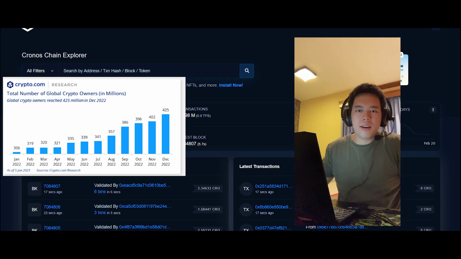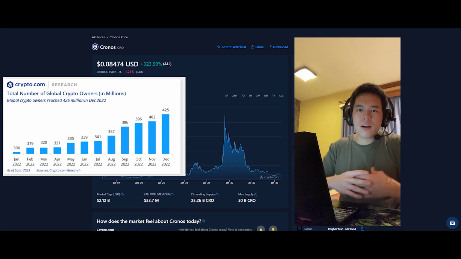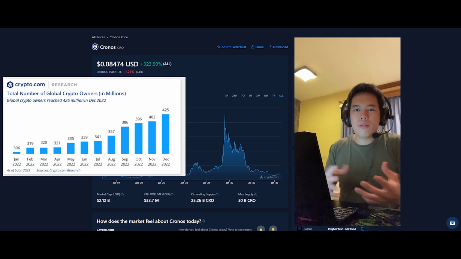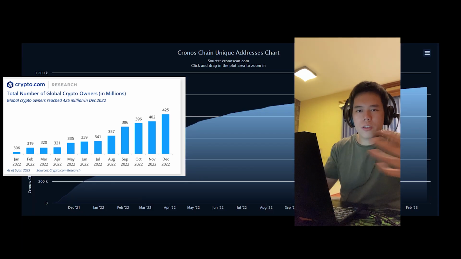If anything, I think the next bull run is going to be absolutely gigantic. I think in the next bull run, Bitcoin is going to go to at least $100,000. And I think altcoins will pop off like we have never, ever seen them before. I really do think that the next bull run is going to be so massive.